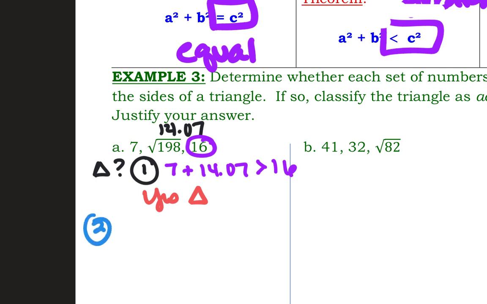So we already have this in order. 16 is my biggest. So I'm going to write 7 squared. I'm going to come back to my square root because I really don't want to have any decimals if I don't need to. We only use that decimal for the first step. Once we're done with that first step, we don't need it anymore. Okay, so 7 squared plus the square root of 198 squared. The question is, how does it compare to 16 squared?